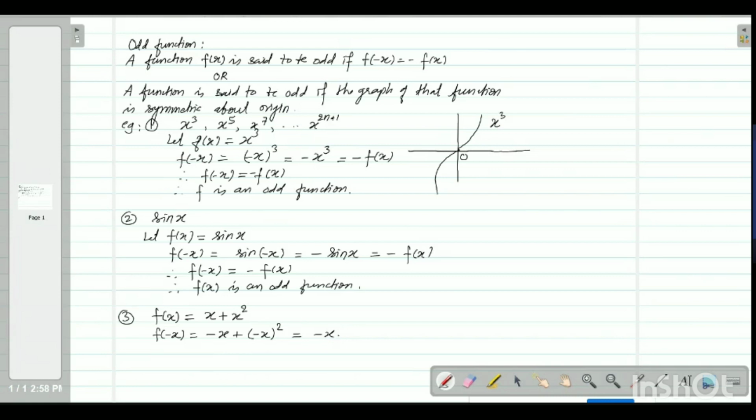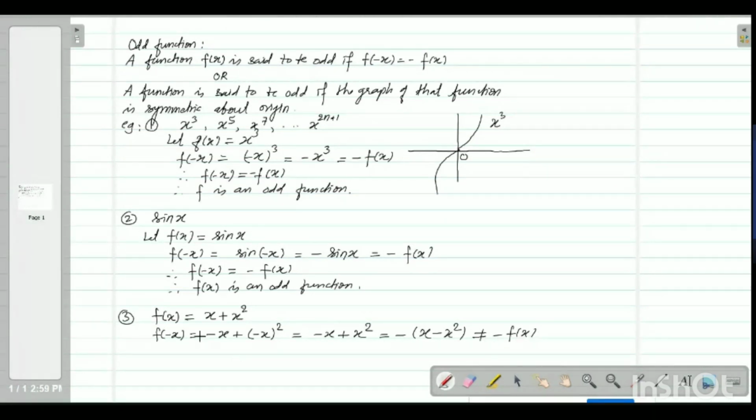Minus x and minus minus here plus, the square of a negative number is positive, so this is x square. But what am I taking here? I'm taking the minus sign common. So this is ax here minus x square. But this is not equal to minus of f of x, because your f of x is x plus x square. So here the plus sign is not there.